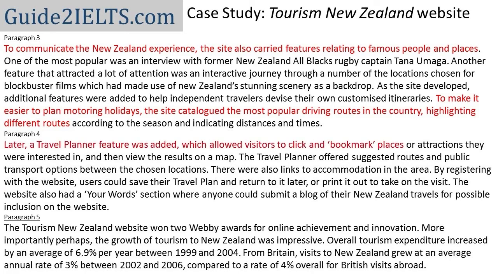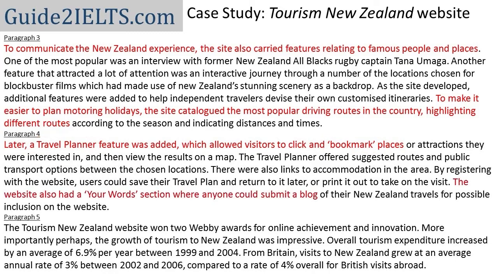Next paragraph. Later, a travel planner feature was added, which allowed visitors to click and bookmark places. I'm going to stop here, but two things I've noticed are, one, Travel Planner has T and P in uppercase and bookmark is in quotation marks. T and P capitalized means that this is a proper noun. There won't be a synonym of this if it is mentioned in the questions.